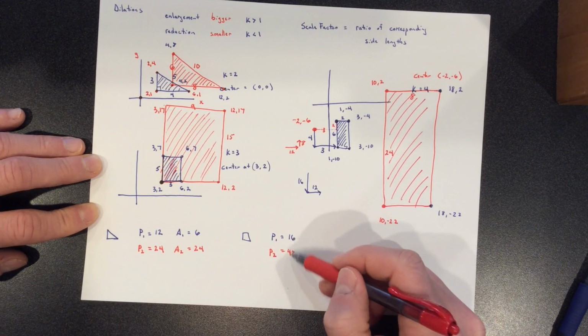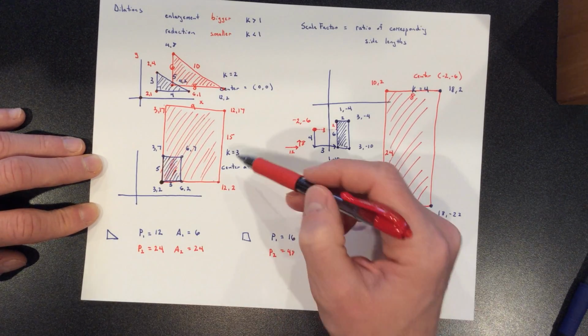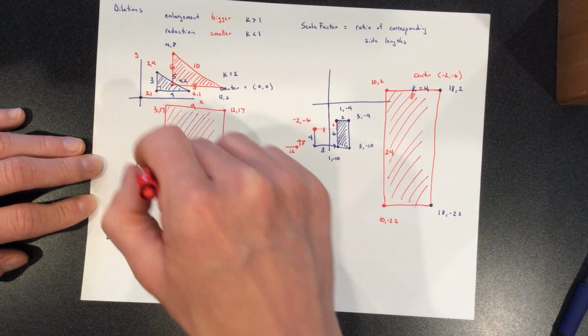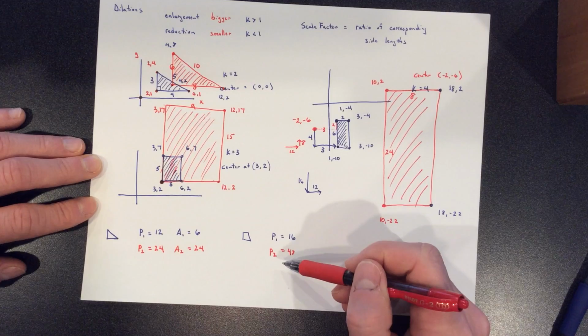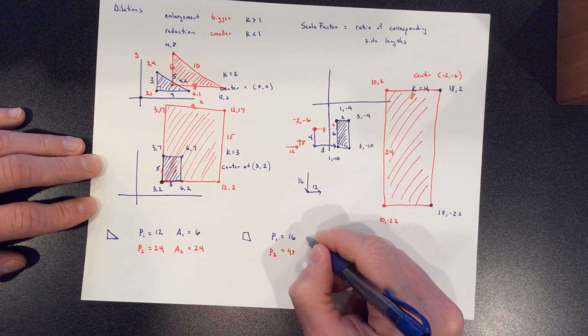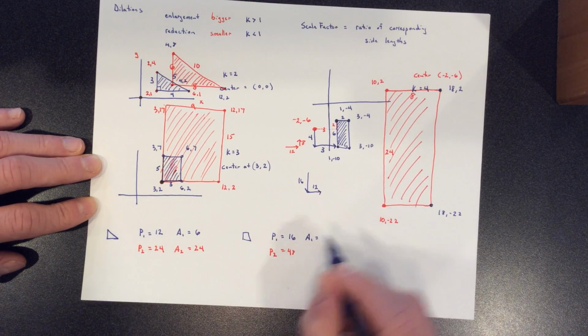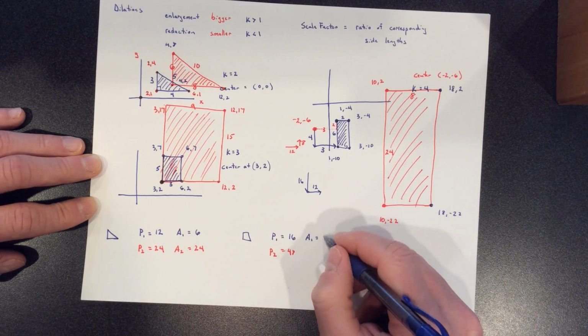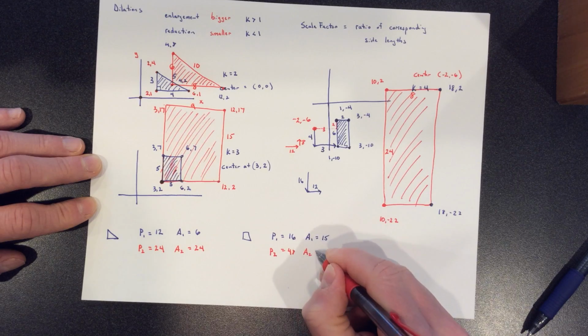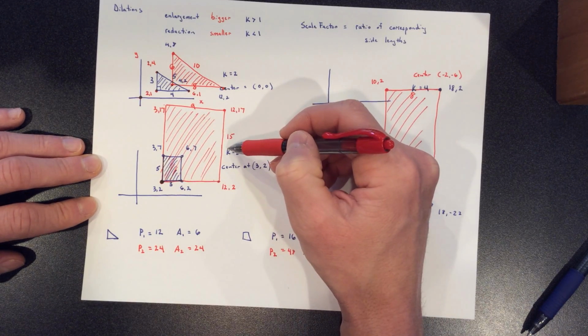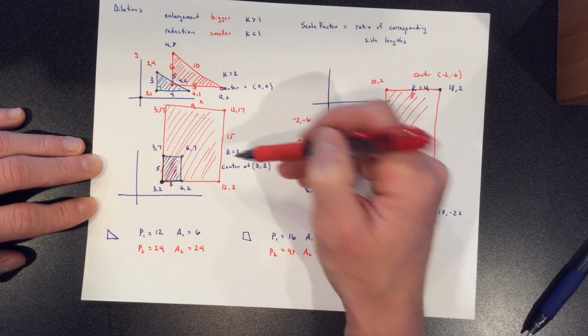And look, the perimeter is 3 times bigger because the side lengths were 3 times bigger, and the perimeter is just adding up all the side lengths. So you make all the side lengths 3 times bigger, you're going to make the perimeter 3 times bigger. Let's look at the area. The original area is 3 by 5, so that's 15. And then the second area is 9 times 15. 9 times 15 is 135.